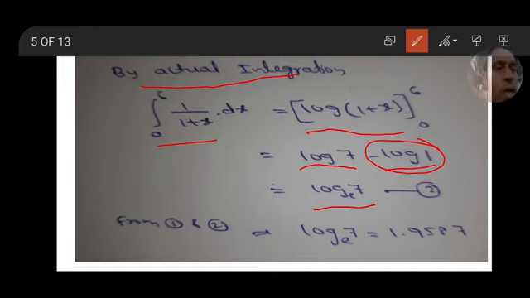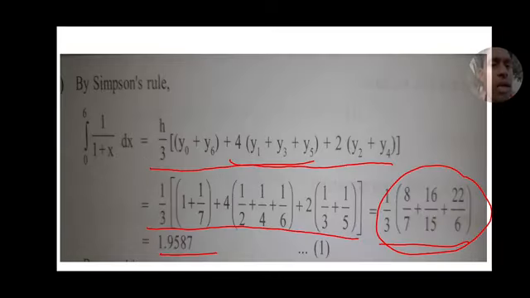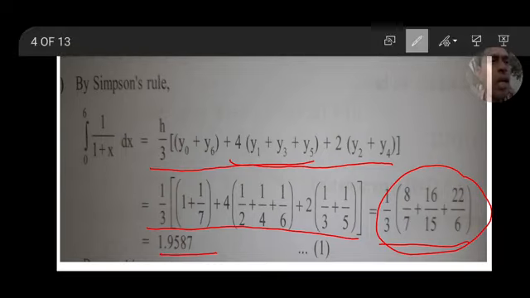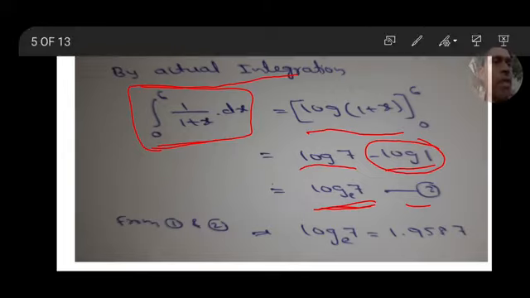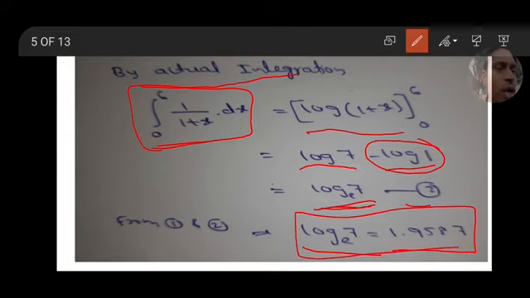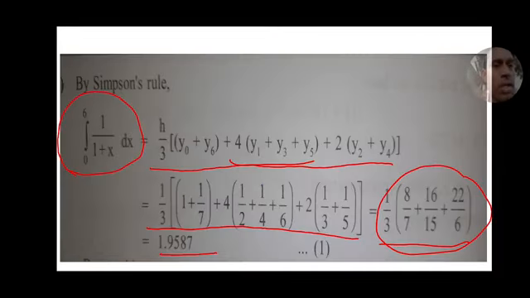With no base mentioned, it is the natural log. It is equation 2: the integral from 0 to 6 of 1 by 1 plus x dx equals log 7 to the base e. From equation 1 it is 1.9587. Here the LHS is the integral from 0 to 6 of 1 by 1 plus x dx. In both equations the LHSs are equal, therefore from 1 and 2 the RHSs are equal. Log 7 to the base e equals 1.9587. 1.9587 is the log 7 value.